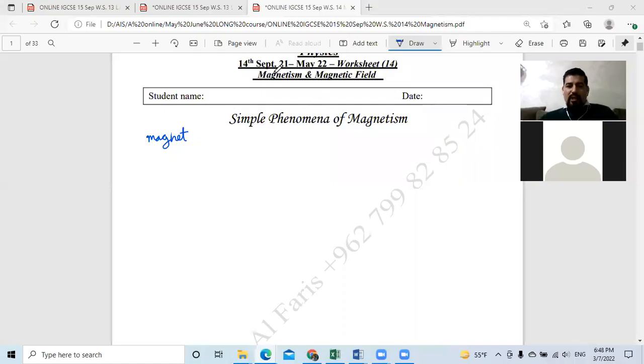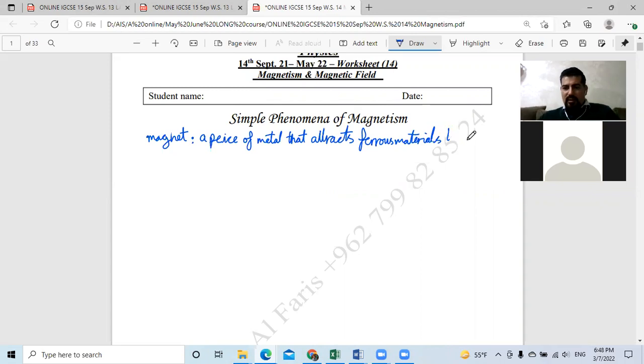Now, when we talk about magnets and magnetism and magnetic field, we have to know what a magnet is. A magnet is a piece of metal that attracts ferrous materials to its poles. Okay?